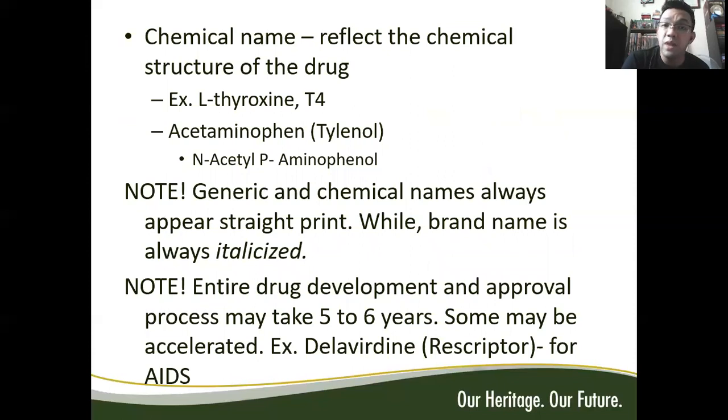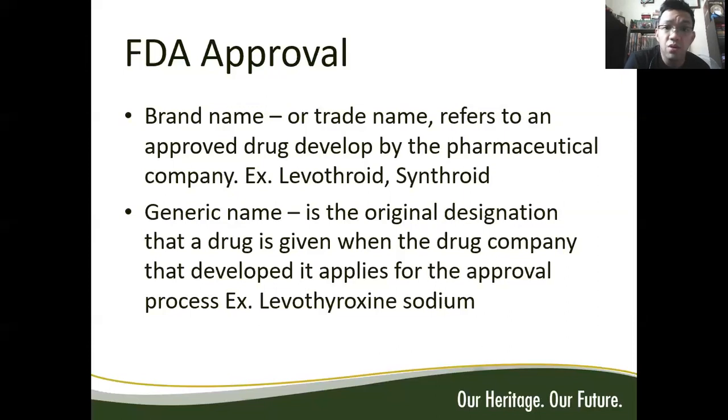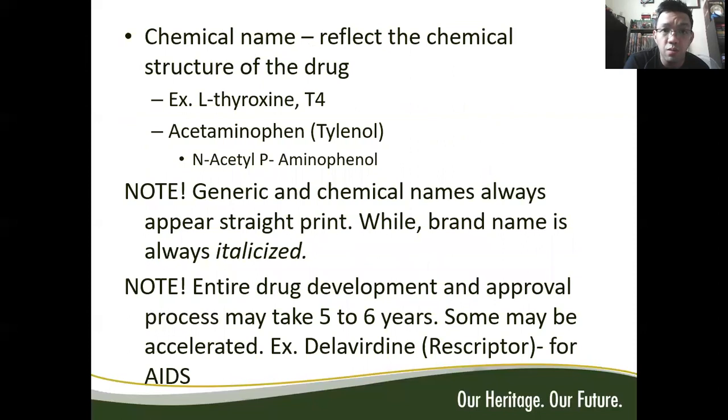Chemical name, this reflects the chemical structure of the drug. Usually this is no longer placed on the label of the drug. Let's take, for example, this one, the Levothroid is a brand name. Generic name is levothyroxine sodium. The chemical name would be L-thyroxine or T4.